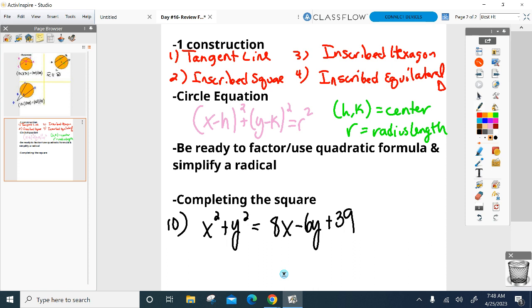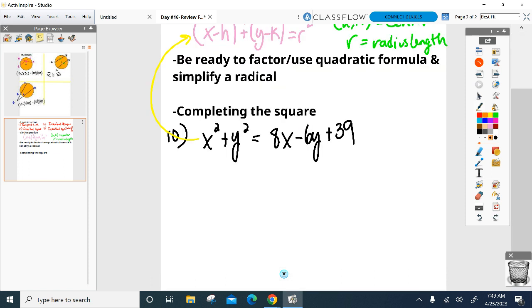All right, we got to find the center and the radius, right? And the only way we can do that is completing the square, because we have to turn this into this. That's why we complete the square, so we can turn it into the form we're used to. All right, first step, get the single number all on one side.